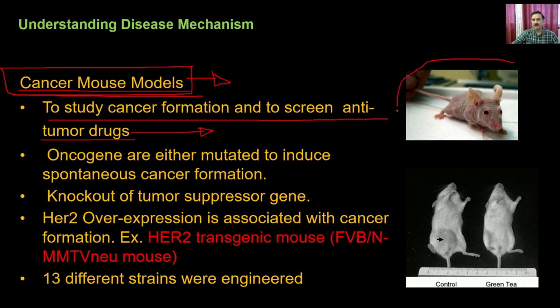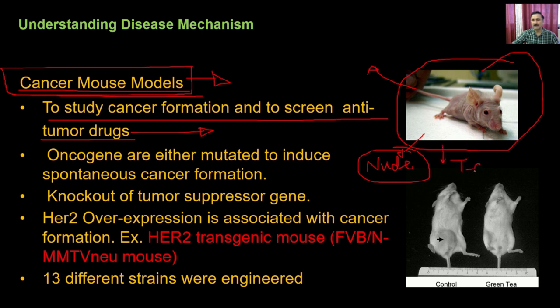So this is one model where you have nude mice. You see these mice do not have any hair on their skin, and that's why they are called nude mice. Nude mice are immunocompromised because they don't have a well developed thymus. Because of that, they don't have well developed T cells, and so these mice are immunocompromised, and they can allow the growth as well as the replication and proliferation of exogenously injected cancer cells.